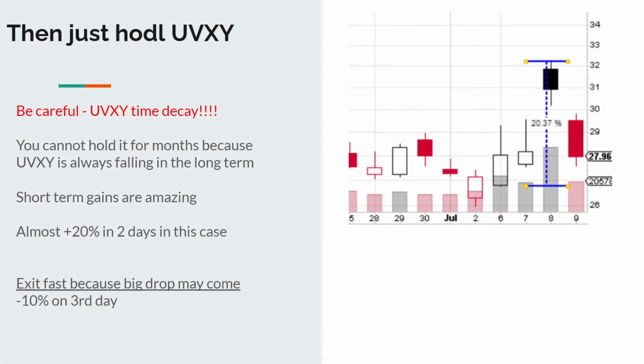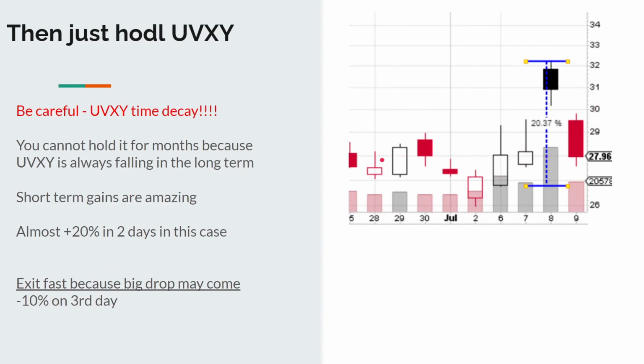Be careful because of UVXY time decay. This means that UVXY in the long term is always going to go down and you will lose pretty much all of your money. Short-term gains can still be pretty amazing. You can see that I almost made 20% just in 2 days. As I already said, you also have to exit fast because a big drop may come, as in this case it dropped minus 10% on the third day.